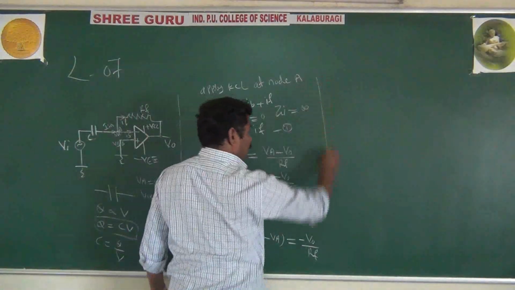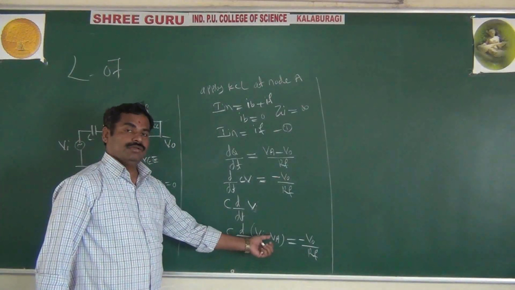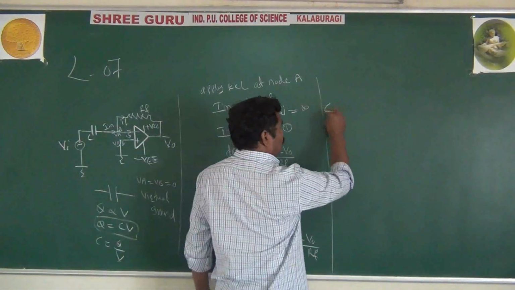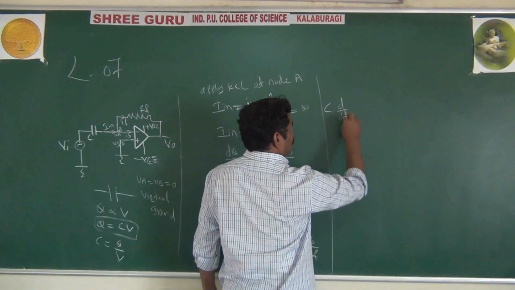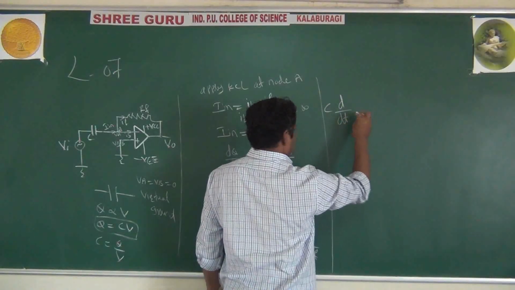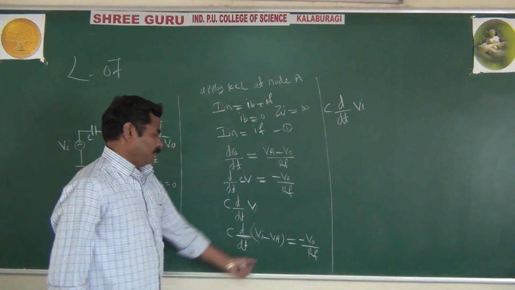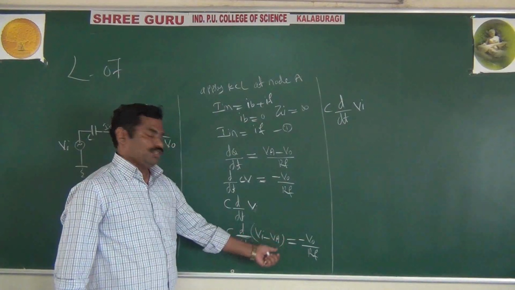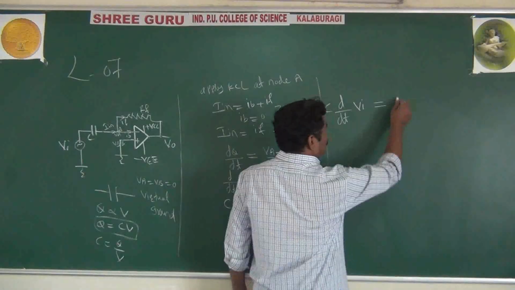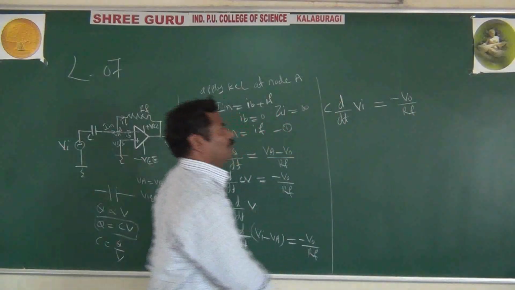And in the next step, what will I do? Here also substitute the VA value 0 because of the virtual ground concept. We will get C d by dt of VI, because as I said, VA is 0, and here you can write as usual minus V naught by RF.